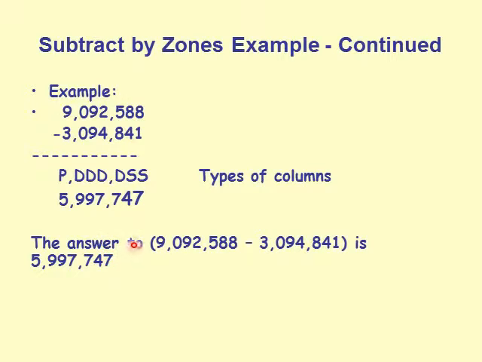So let's summarize. For the given problem, 9092588 minus 3094841 is 5997747.